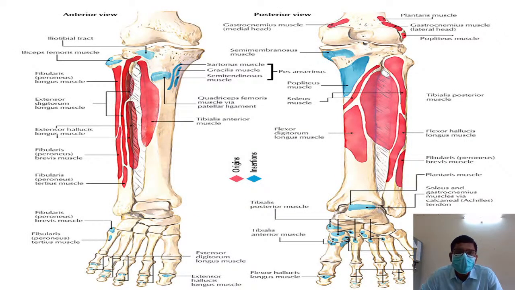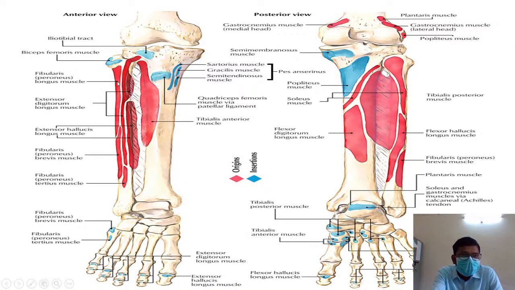This is a picture to show you the attachment of various muscles, that is, attachments including even the origins and also the insertions. You can see all the origins in red color and also the insertions in blue color. So coming to the upper end of the tibia and fibula, you can see that over the fibula you can see the insertion of the biceps femoris muscle, and also on the upper part of the tibia anterior surface you can see the insertion of the iliotibial tract.